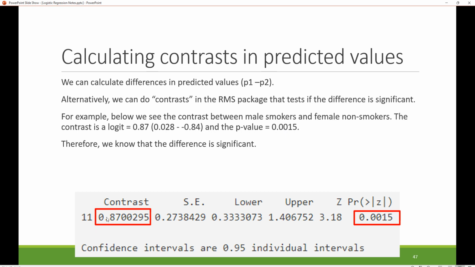So here's our contrast. We can get a predicted value for each of the groups, but doing a contrast gives us a standard error, which allows us to see if it's within that normal range or if it's in a significant range, such as we see with this probability at 0.0015.